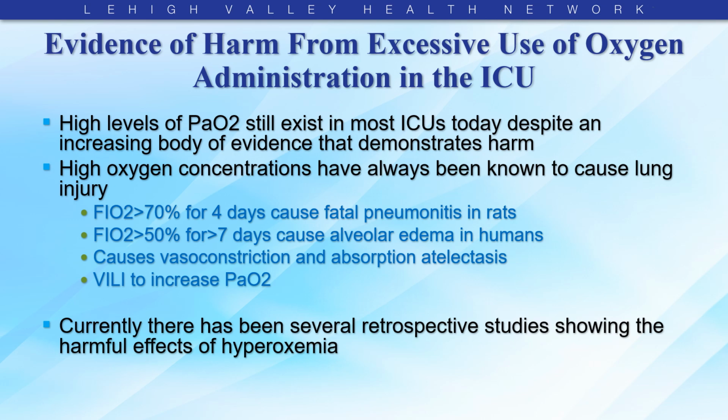etc. Currently, there have been several retrospective studies showing the harmful effects of hyperoxemia, and we call it hyperoxemia anytime there's a PO2 above 100. All right, it doesn't have to be 200, 300. Anytime it's above 100, it's considered to be hyperoxemic.